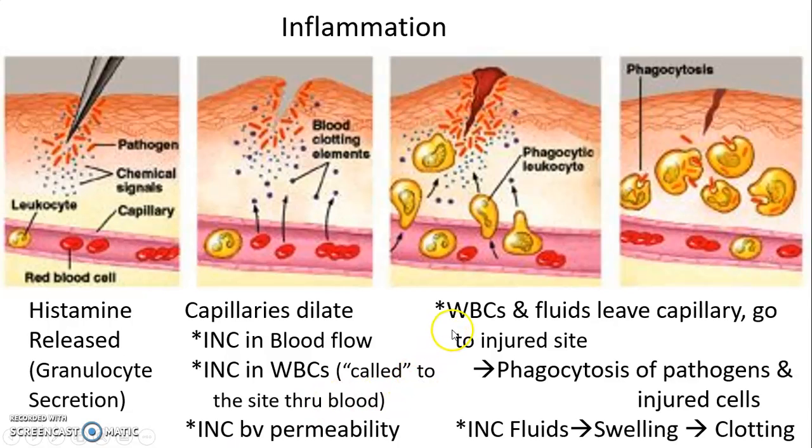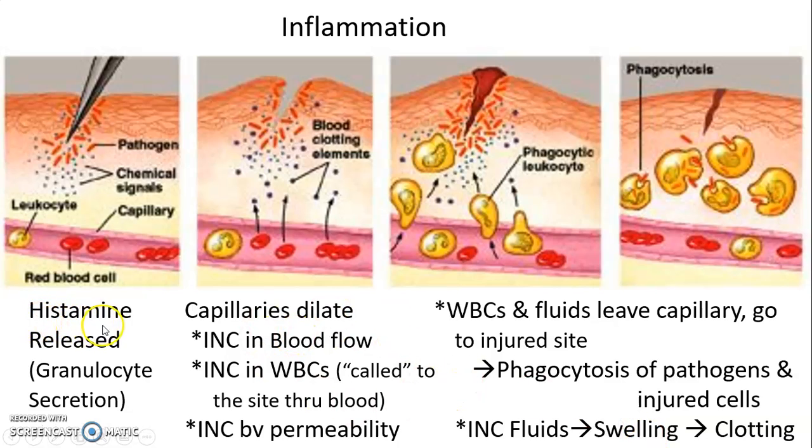So what's the result? More white blood cells and fluids leave the capillary and go to the tissue of the injured site. The white blood cells cause phagocytosis right at the site of injury. The fluids cause swelling, and eventually they will start to clot. They cause clotting. Okay, so this is the whole inflammatory response.